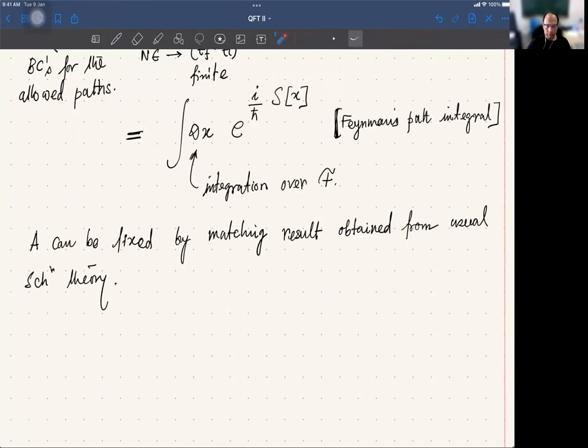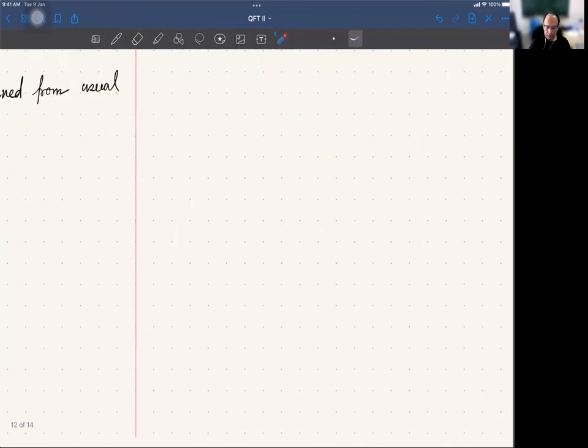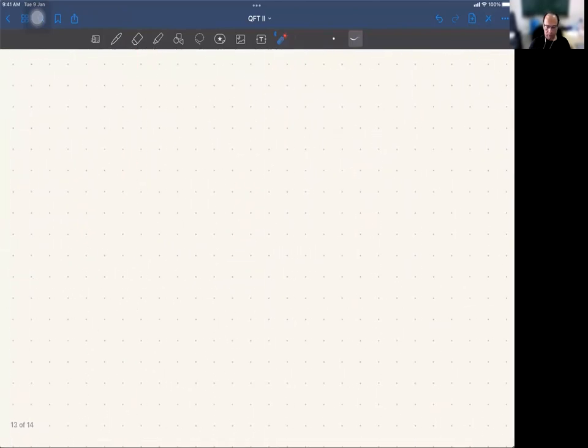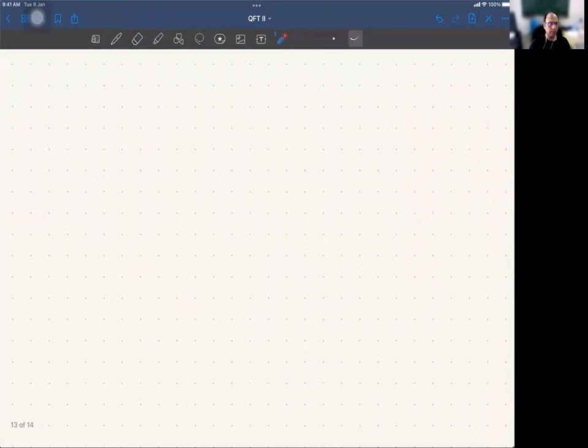Now I will do a small calculation, an attempt to derive this Feynman path integral statement from our usual way of doing quantum mechanics, from the usual Schrodinger theory.